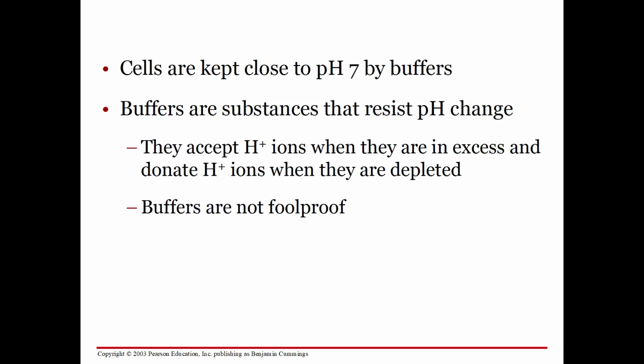Cells are kept close to pH of 7 by buffers, and buffers are things that will resist pH change. They will accept hydrogens when there are too many, and they will donate them when there are not enough. And this is what's going to help to keep our pH within homeostatic range. Buffers are not perfect. They're not foolproof.